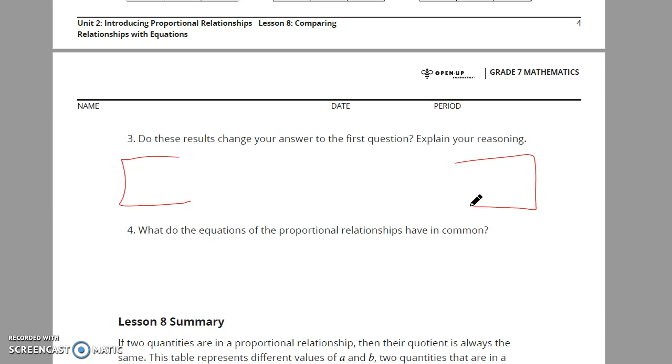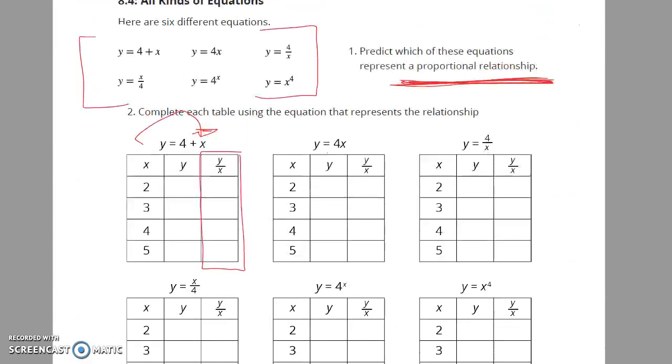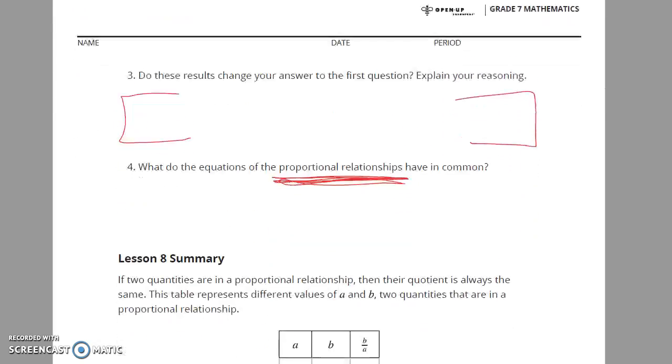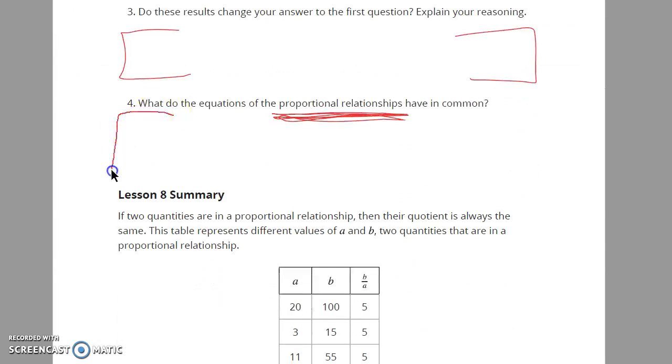What do the equations of the proportional relationships have in common? What about the equations up here? Right here, friends, right here. What do they have in common? Which ones are proportional? That is what you're answering down for question 4. All right?